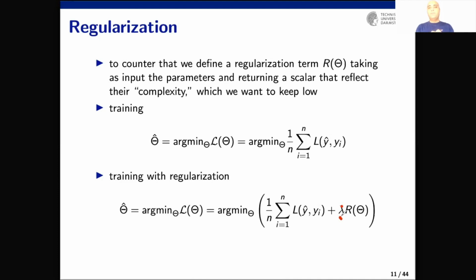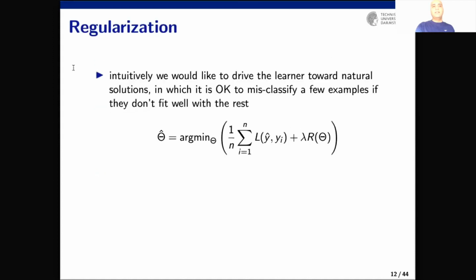So if lambda is very close to 0, we would like our model to fit more to the training set that we have. And if lambda is close to 1, we want to push our model to generalize better to unseen examples. Let's look at some regularization terms that we have.